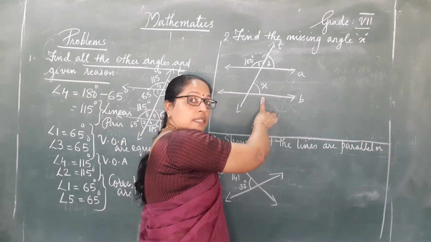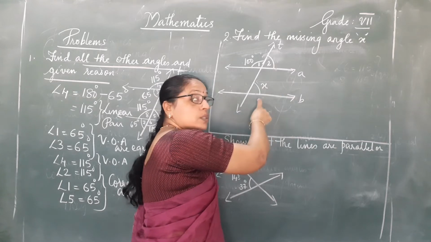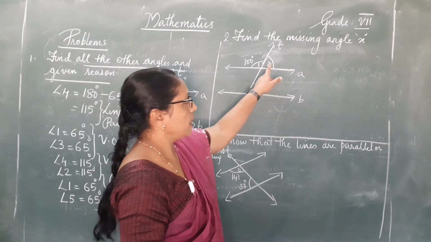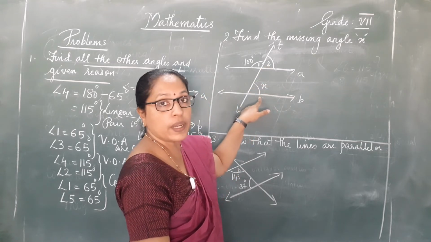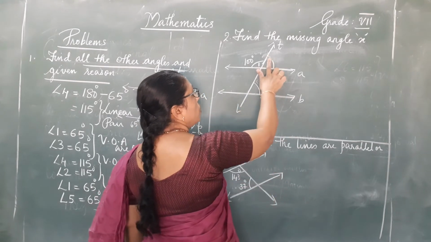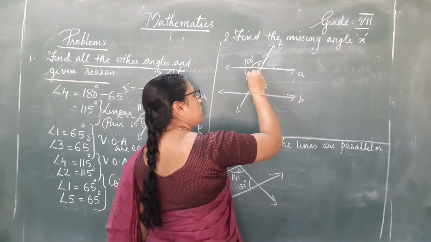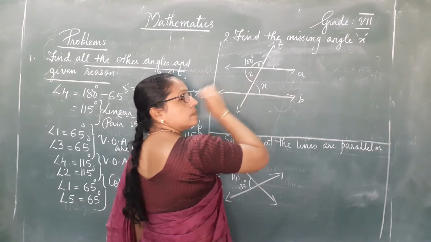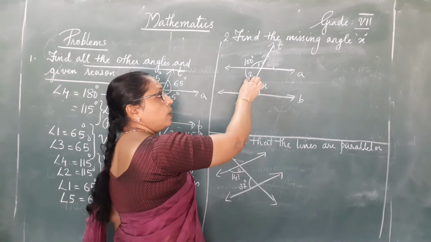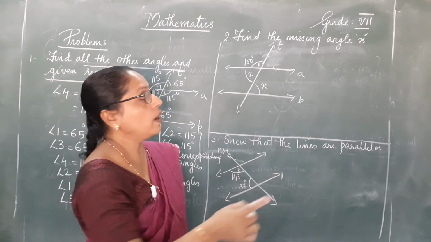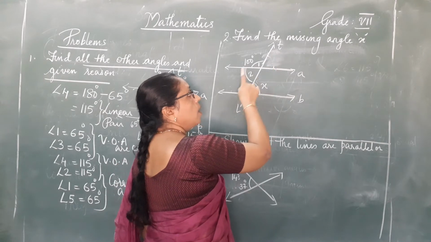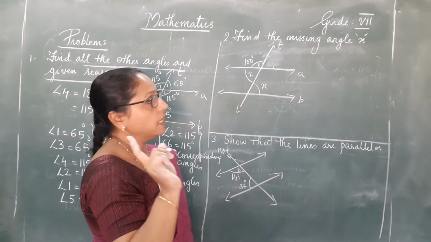What type of angles? Come on. 2 is connected to x. What type of angle? Yes, they are corresponding angles. So when you find 2, then it is easier to find x. Okay, if you don't want 2 here, then you can use this one. 2 can be marked here. Then 2 and x are connected. They are alternate interior angles. So either by finding 2 here or by finding 2 here, anyway you can do it.